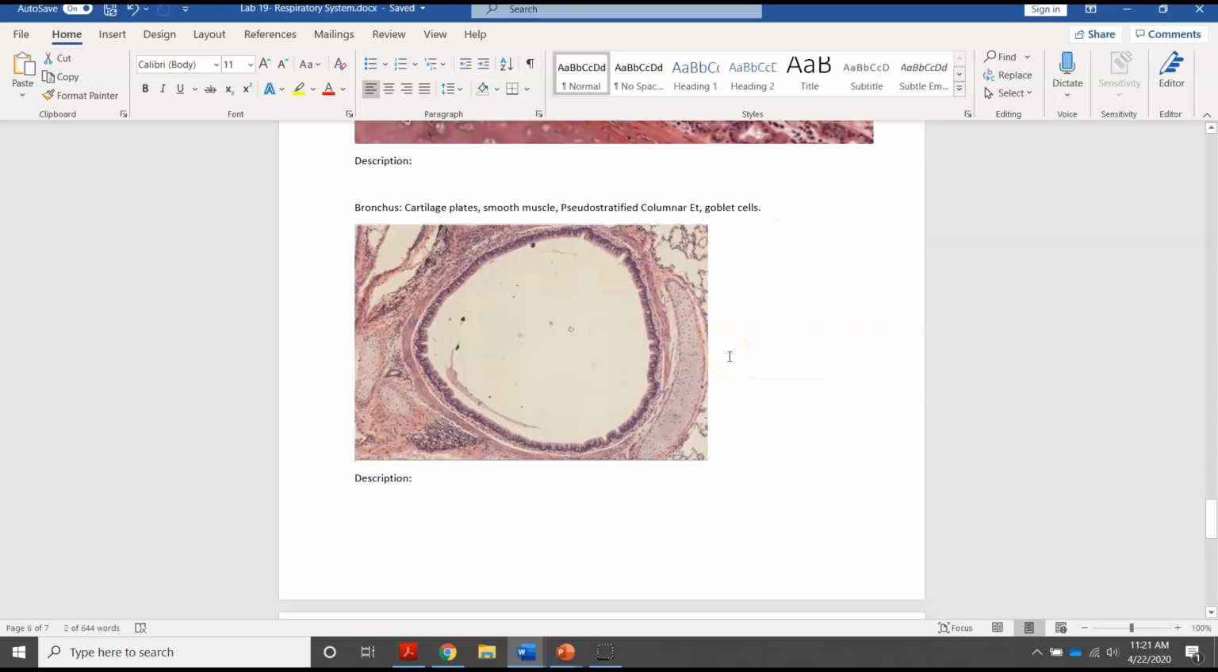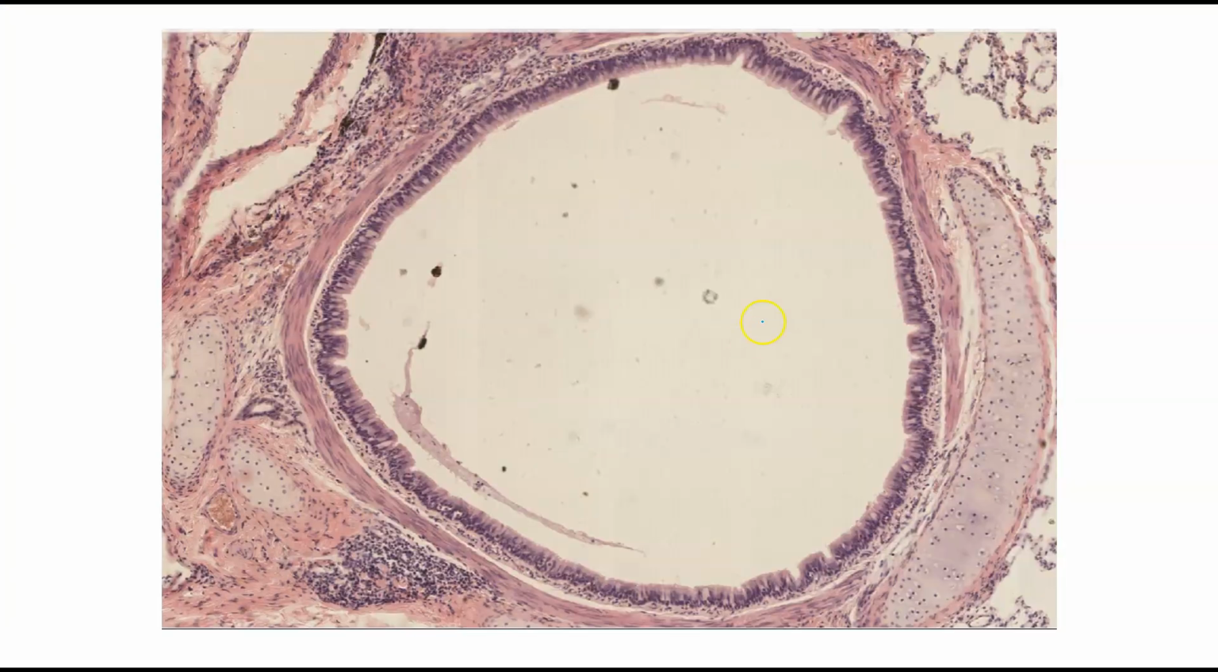As you move from the trachea, you then get into the big tubes that are taking air to the sections of the lung. Those are the bronchus, or the bronchi for plural. So here is the bronchi. What we're going to find are cartilage plates, smooth muscle, our pseudostratified columnar epithelium, and some goblet cells. Let's get to it. All right. So here we have our bronchus.